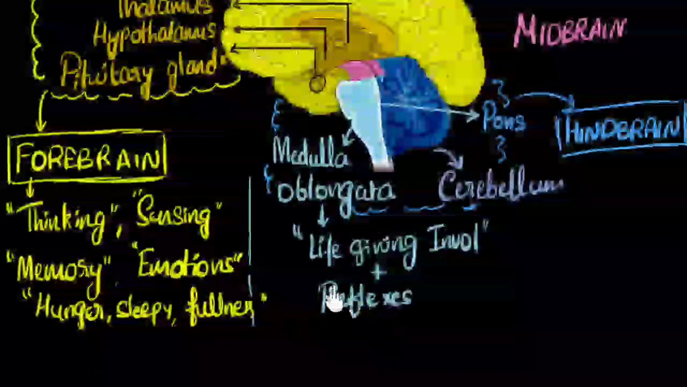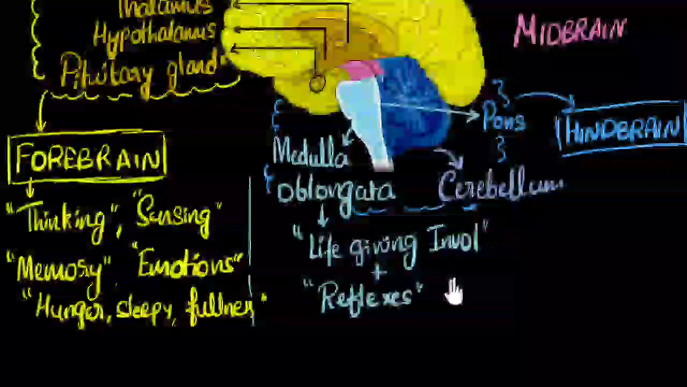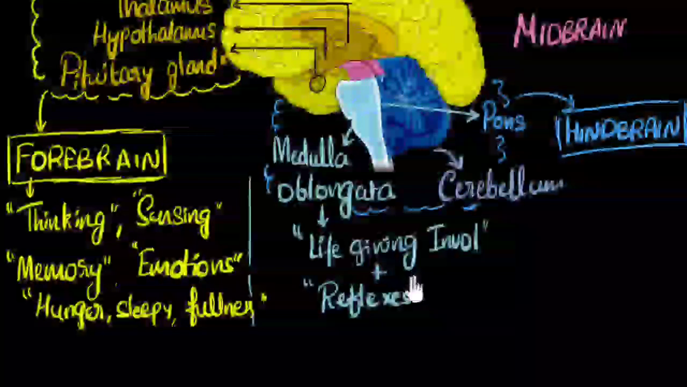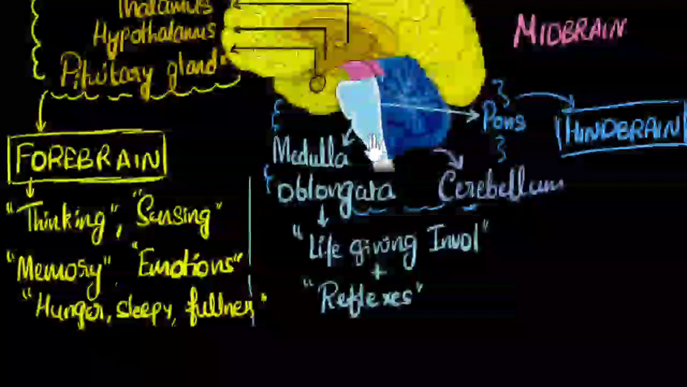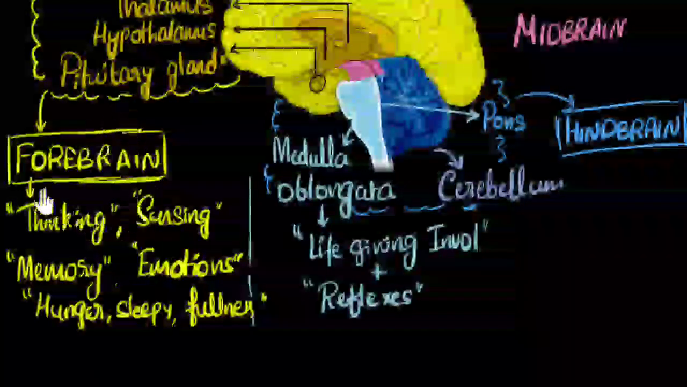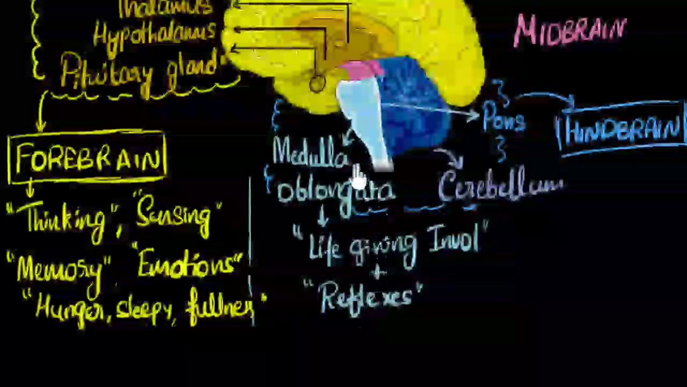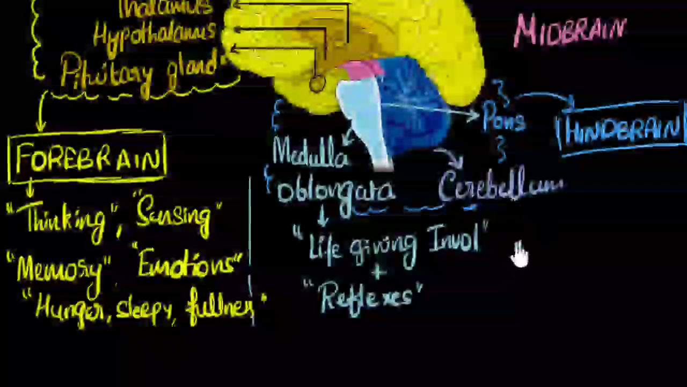Now, if you've studied reflexes before, you may be wondering, hey, isn't that controlled by your spinal cord? Yes, some of them are controlled by the spinal cord, but some of the reflexes, like your sneezing and coughing, are controlled by your medulla oblongata, all right? The idea is the reflexes are not controlled by your thinking part of the brain. None of the reflexes are controlled by the forebrain. That's why they're even called reflexes. But the medulla does control some of your reflexes as well. So these are the two major functions of the medulla.